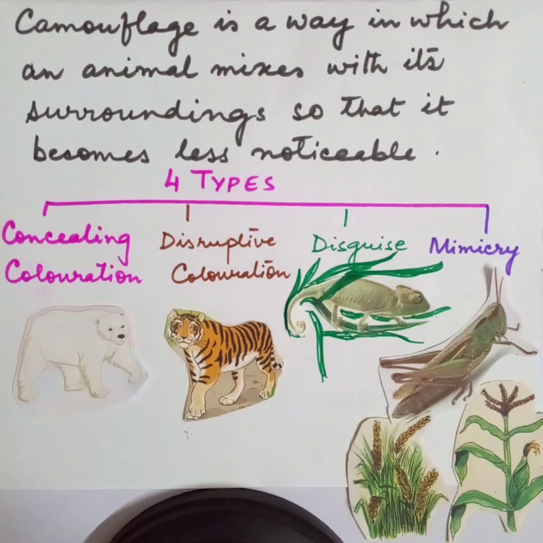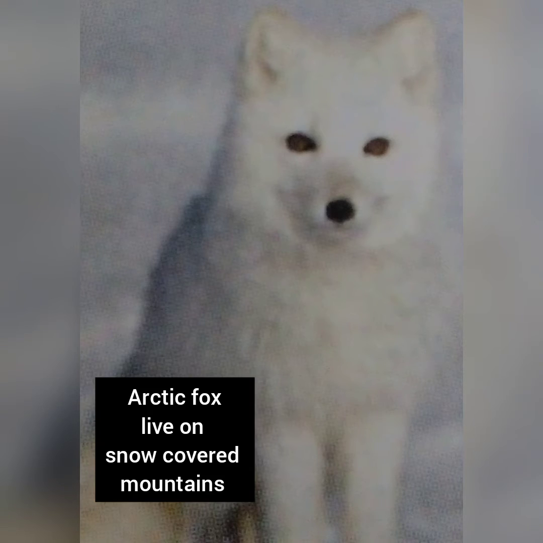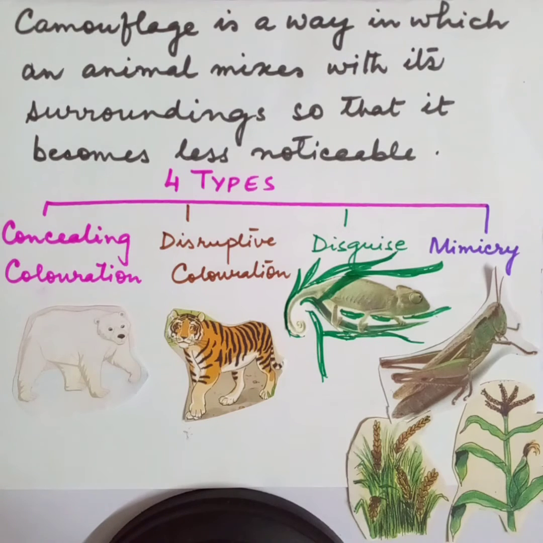Polar bear and the Arctic fox are the best examples of concealing coloration. This polar bear is white in color and it can confuse its enemy because it cannot be spotted in white snow. See, in this white paper also, it's very difficult to spot out the polar bear.